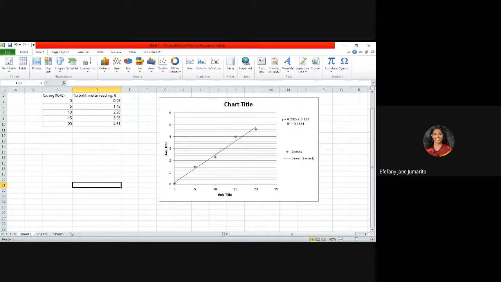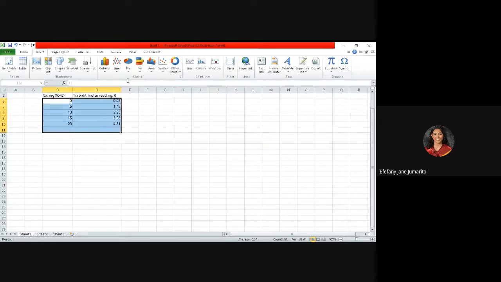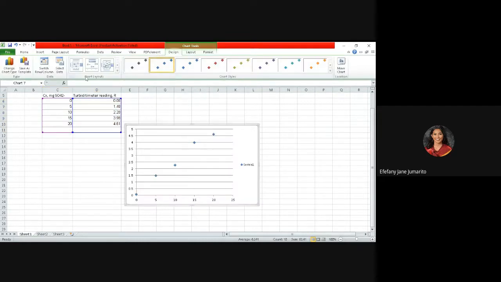Now I will ask you to do that also. Remember, you just type in the Excel, then you select the values, then you choose scatter. Okay, I'll do it one more time. You select the values, then select scatter, this one. Then with the chart layout, you select this one.